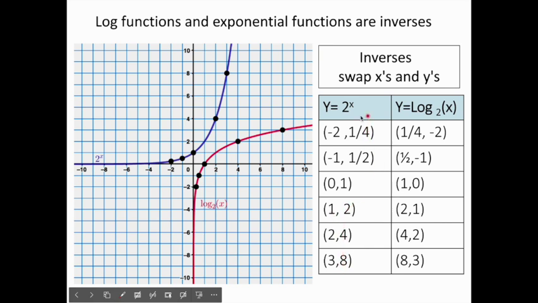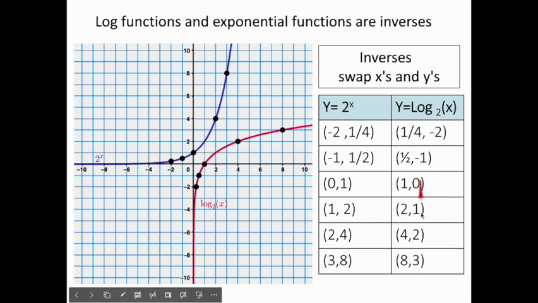With exponential functions, if my base is 2, then the inverse is going to be log base 2. These bases should be the same, and if they are the same, then they're going to be inverses. So that means on the graph of log base 2 of x, I'm going to have this point but reversed. So I'm going to put the 1/4 in for x and the -2 in for y. So all of these points get reversed.